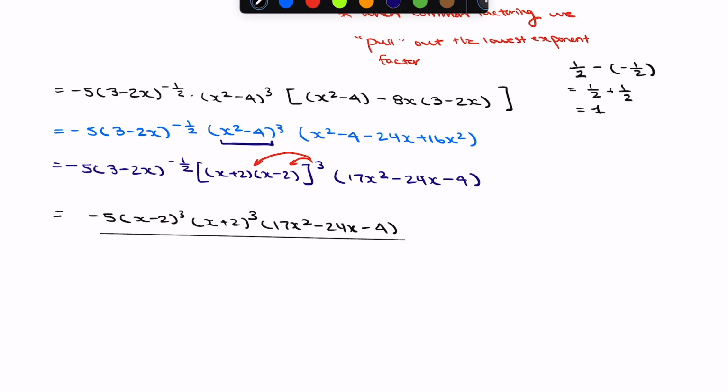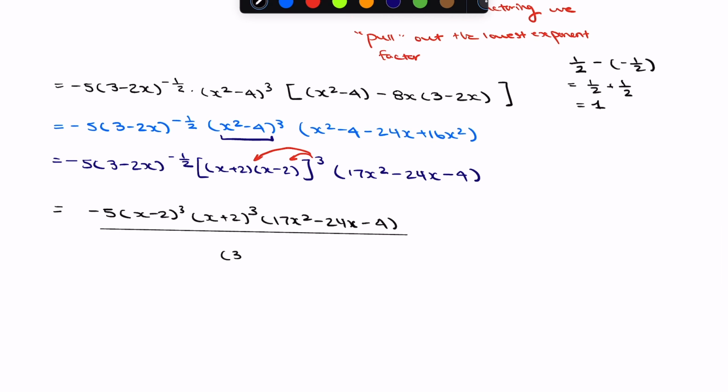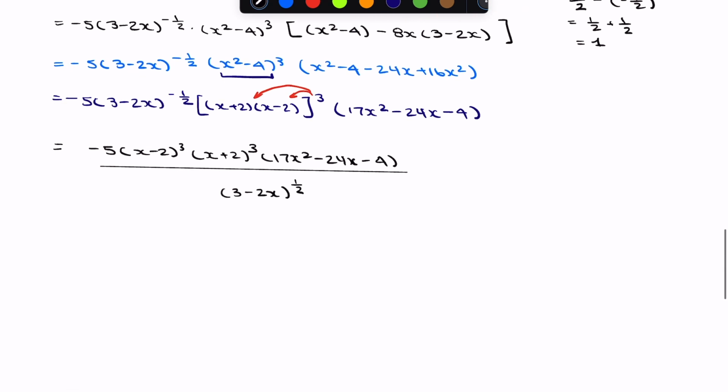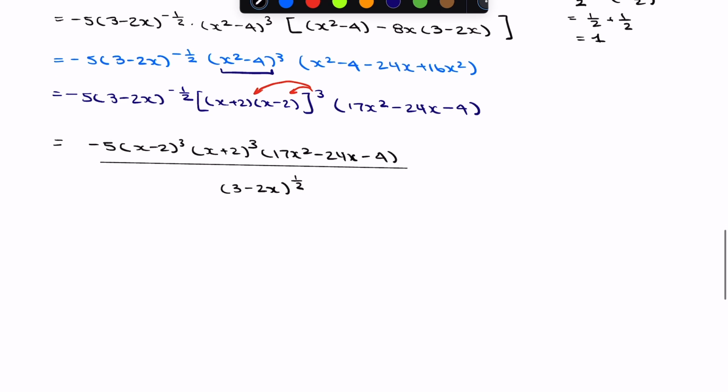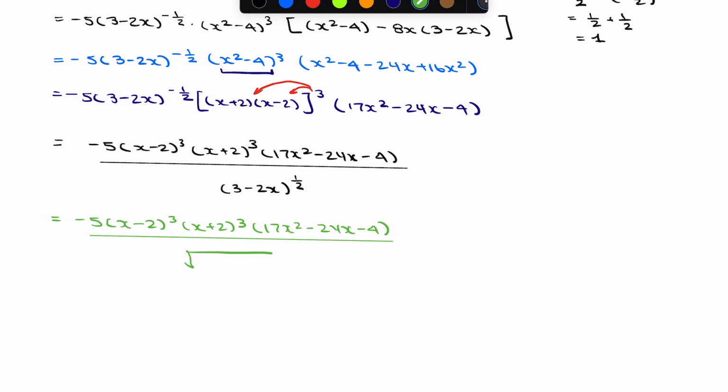And on the bottom, with the negative exponent of (3 minus 2x) to the power of 1 over 2, you can rewrite it as (3 minus 2x) to the power of 1 over 2. And we can change that back into that square root. So our final answer here is equal to negative 5 (x minus 2) to the power of 3, (x plus 2) to the power of 3, (17x squared minus 24x minus 4), all over the square root of 3 minus 2x.